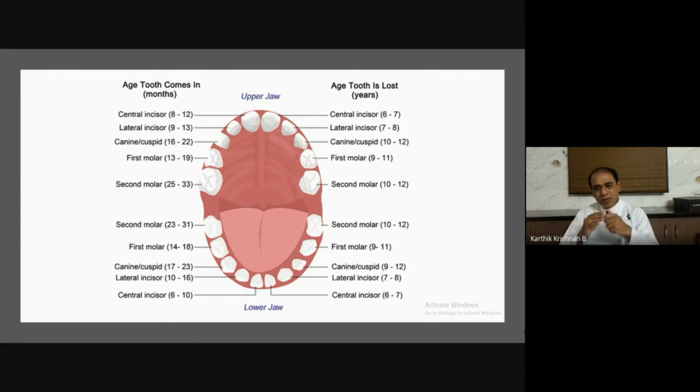This is the normal sequence of eruption of teeth, but there can be variation depending on the individual and depending on the sex. It might erupt a little faster in girls than in boys. There are so many reasons for different teeth to erupt at different times.